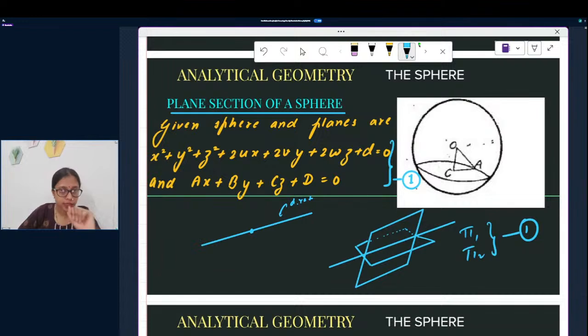Okay, so yes, this is a sphere, yes, this is a plane, but when I combine them, when I say equation 1, by combining them, what do they represent? They represent a circle.